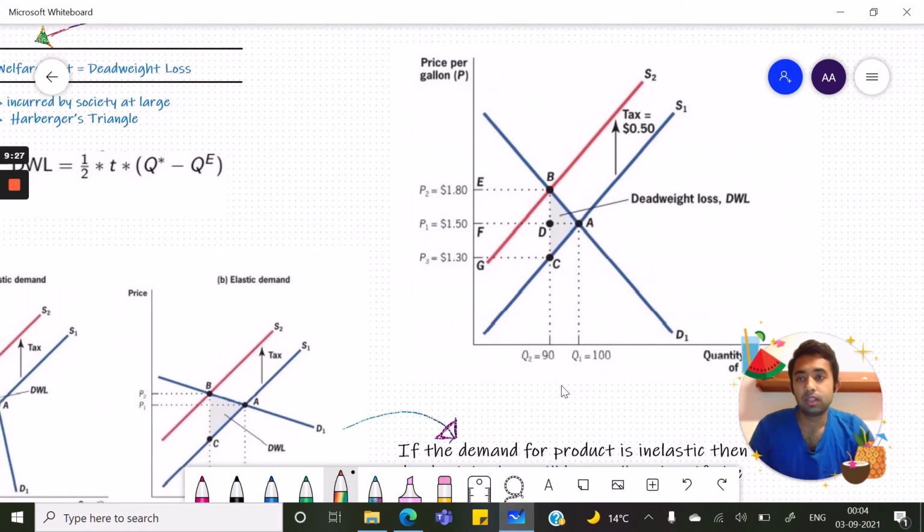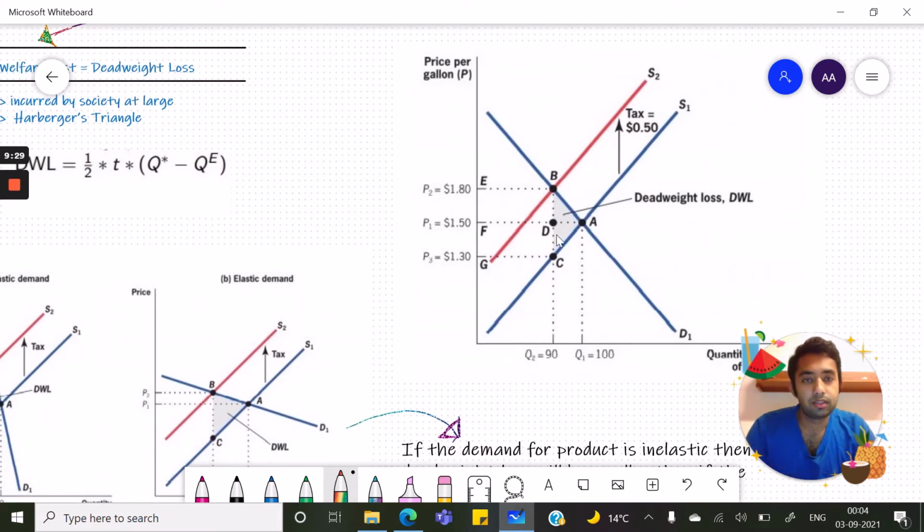So this is how the deadweight loss is calculated. This triangle itself is the deadweight loss. It is the difference between the initial quantity and the quantity after intervention, multiplied by the tax amount, which is the difference between the price after the intervention and the initial price, $0.50. So basically it's the formula of a triangle, half into base into height, right?